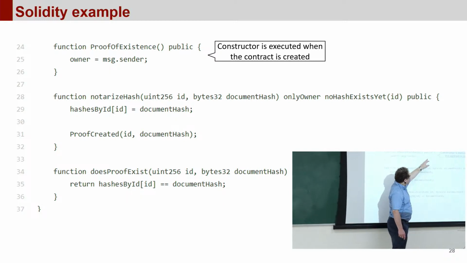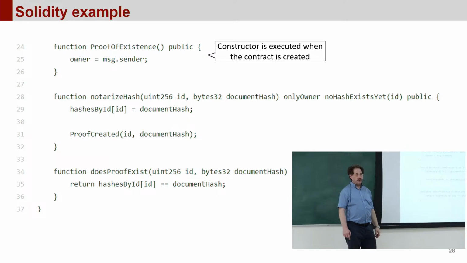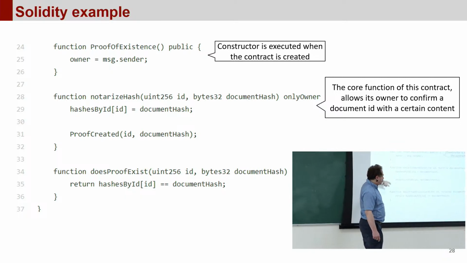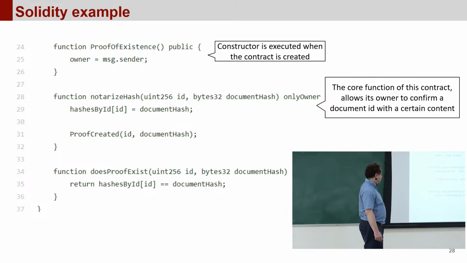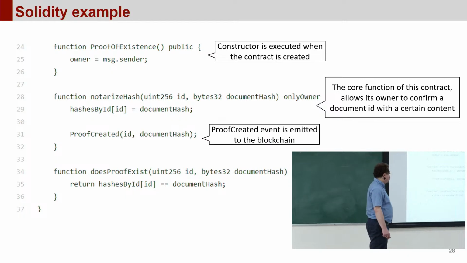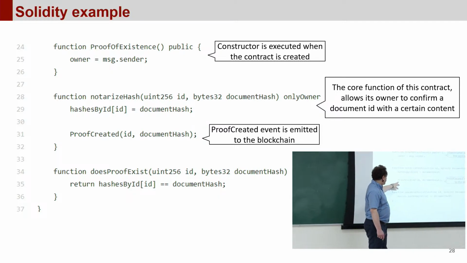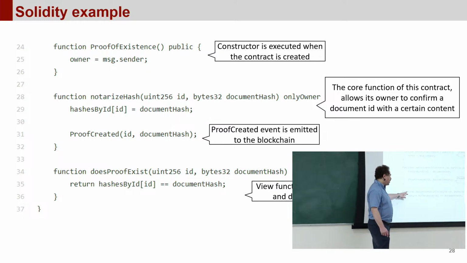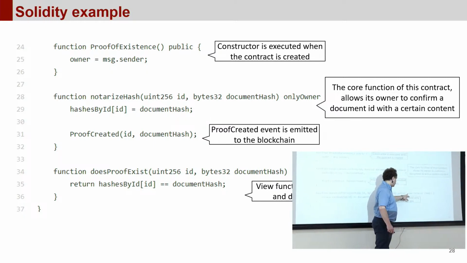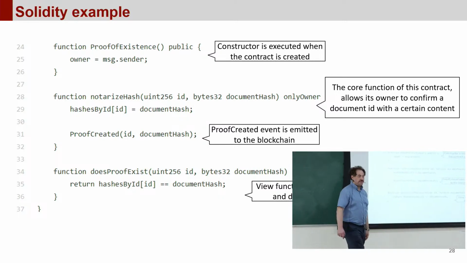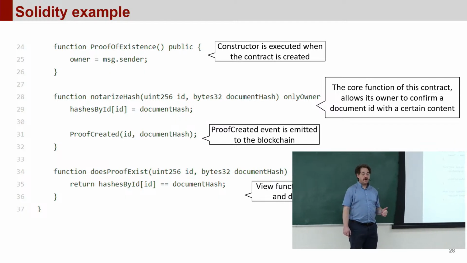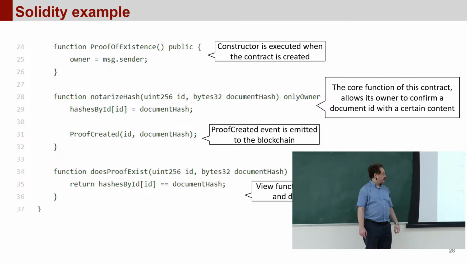This is a constructor, which is executed when the contract is created, so it's typical for object-oriented languages. And now this is the core function of the contract, which allows the owner to confirm a document ID with a given content. Here we create the proof created event. It was defined previously, and we publish this event to the blockchain. And a new function, with the view keyword, a very important keyword, because it means it doesn't modify the state. If it doesn't modify the state, its execution doesn't cost any gas. Only execution of functions which modify the state requires some gas.